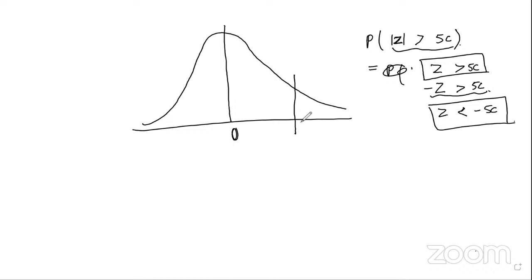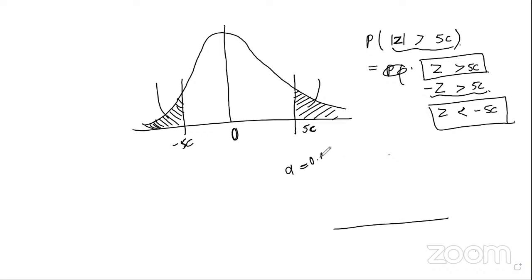Okay, this is going to be your 5C. And since this is a normal curve, it is going to be symmetric around the mean. So both this area is going to be same, right? Z greater than 5C is this. And Z less than minus 5C is going to be this. And since it is a standard normal distribution, you know that this area and this area is going to be same, right?